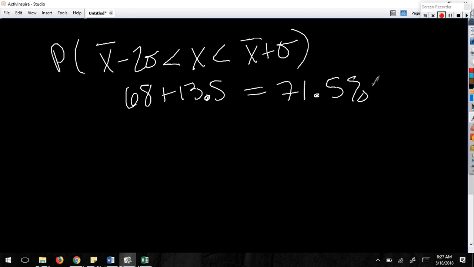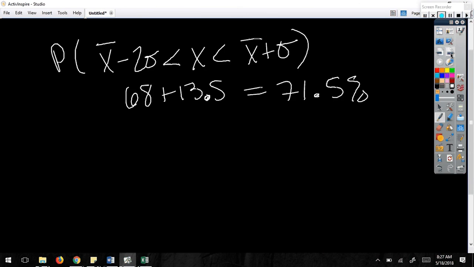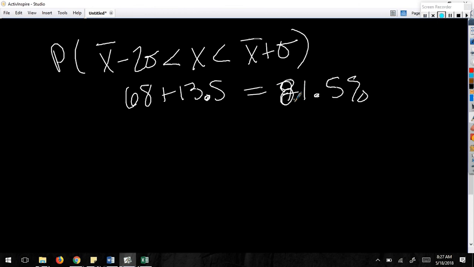Sigma, standard deviation. Right from my chart. Did I add wrong? What's the percentage that you're between 2 standard deviations left and 1 standard deviation right?